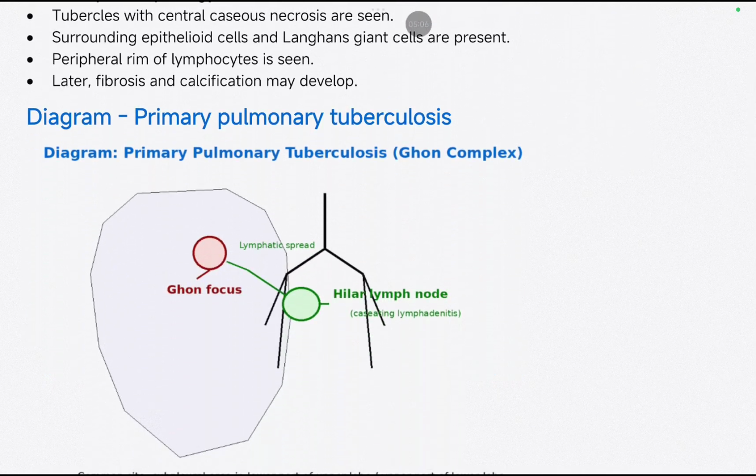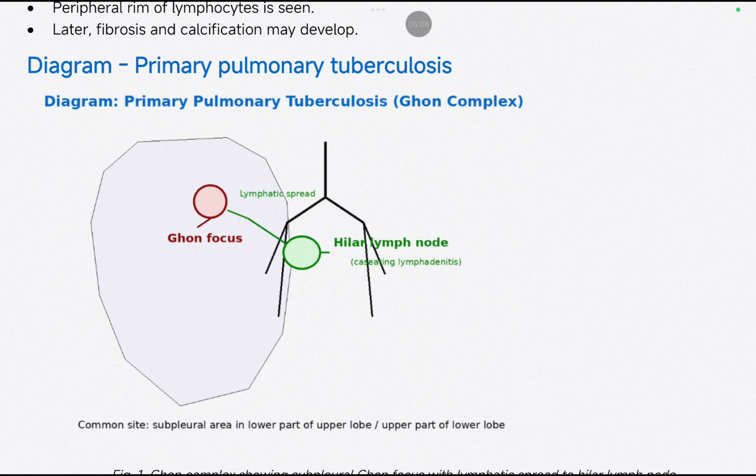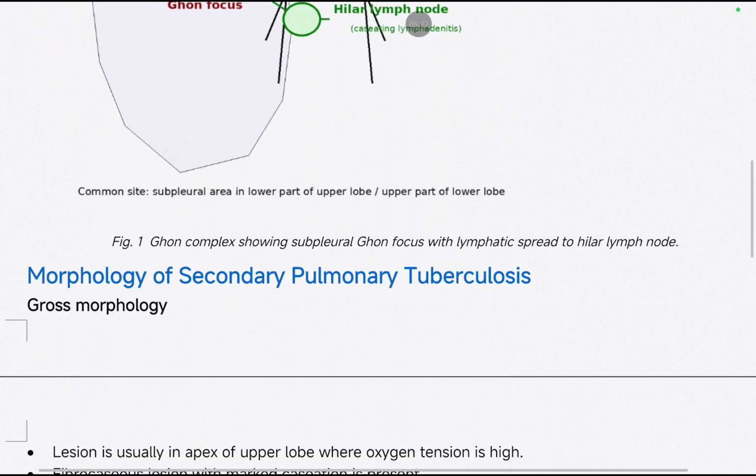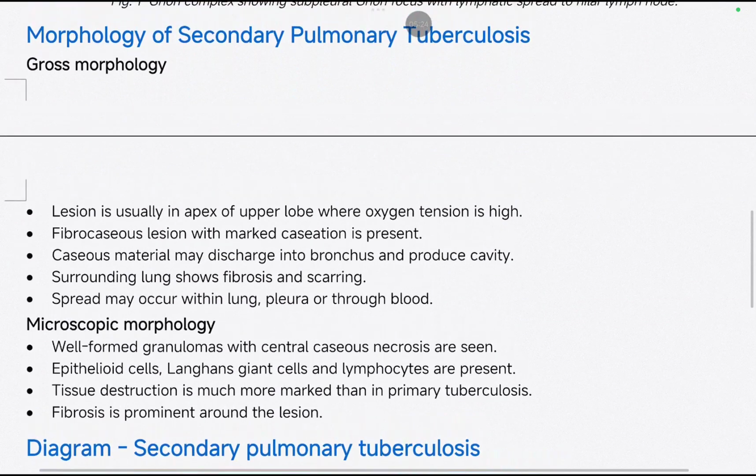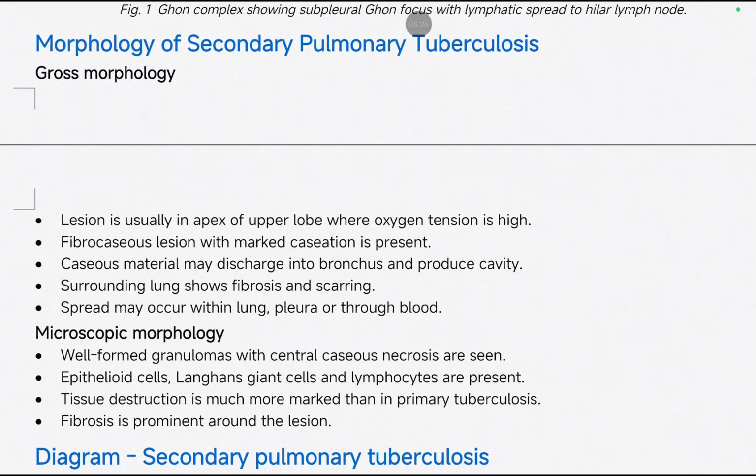Okay, I have included a diagram so that you are able to understand easily. If you look at the diagram, you'll see a hilar lymph node, and this is the main thing which is involved in primary pulmonary tuberculosis. And at the upper lobe, you can see the Ghon focus. Now moving on to the morphology of secondary pulmonary tuberculosis.